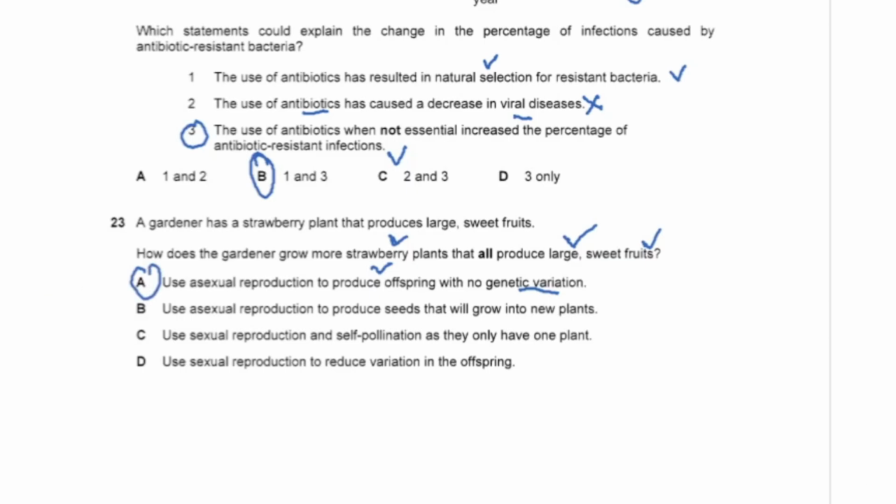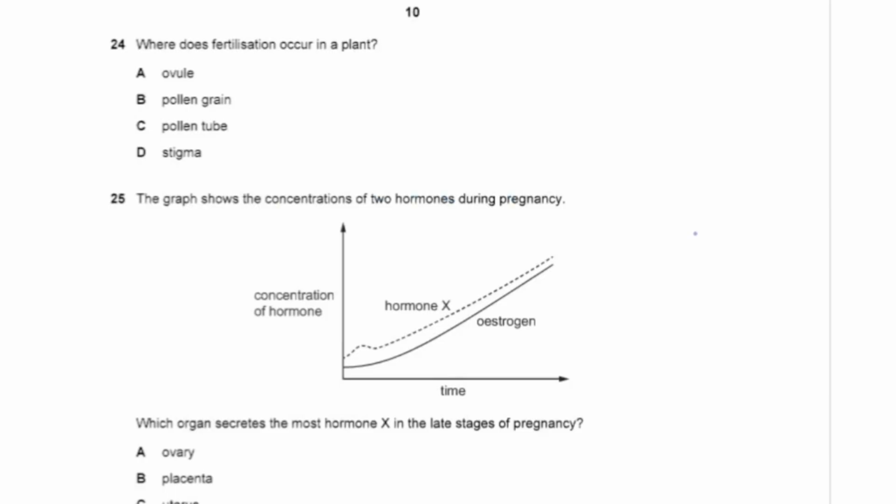Right, moving on to the next question. Where does fertilization occur in a plant? The first option there is the ovule, the second is the pollen grain, pollen tube, and stigma.